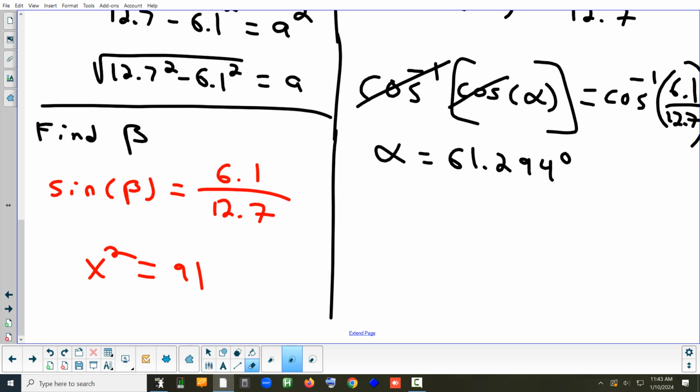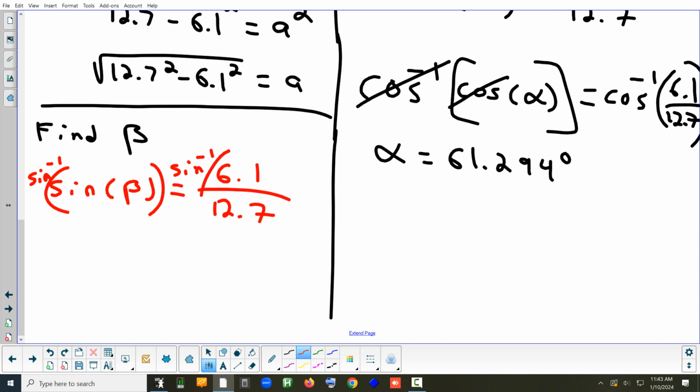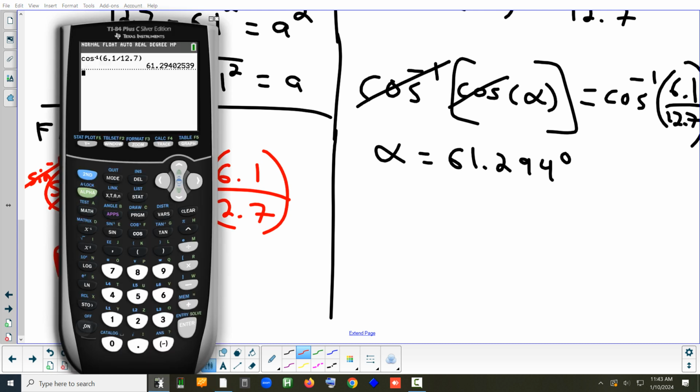Arcsine, or arccosine, is like the proper name of it. I usually just say take. Take the inverse sine of both sides. When you do that, it's going to cancel out the regular sine, and you're left with the angle by itself. So inverse sine of 6.1 over 12.7.